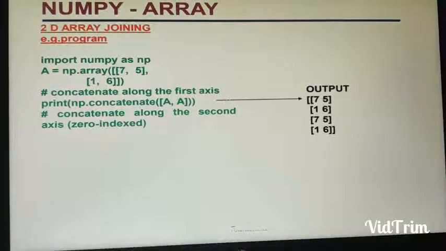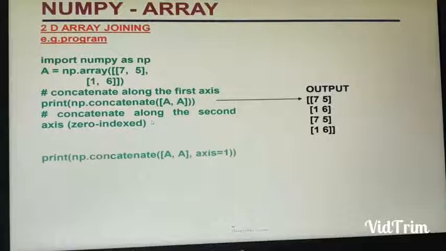it is joined twice on axis 0. So it is joining this way. If you do not mention any axis, automatically it will join along axis 0. If you want it to be concatenated horizontally, then you have to mention axis 1, as I have mentioned here. Then the output will be different. Then it is joining horizontally.